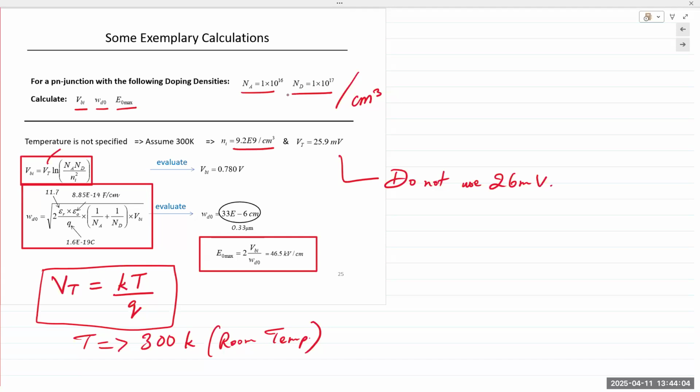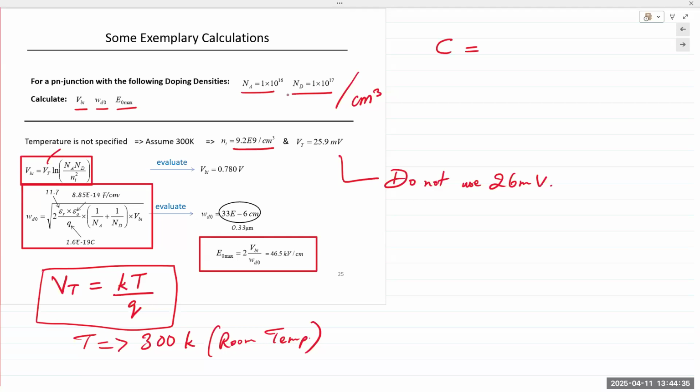And once you have VBI, you can plug it into the equation for WD. WD has the same NA, ND, and VBI. We have epsilon R and epsilon 0. Anyone familiar with these? Should be from capacitance. Do you study capacitors in 115 or 215? 215, okay. So, all right, quick recap.